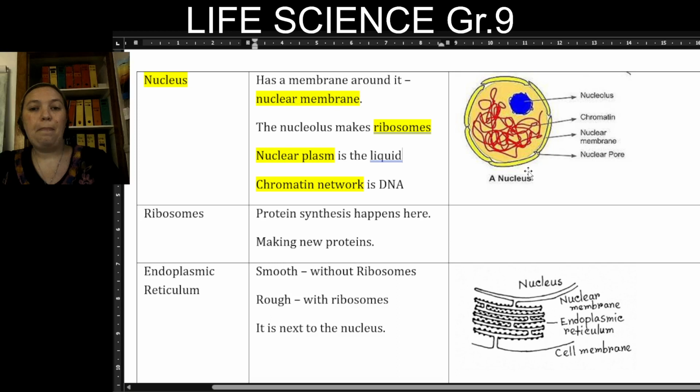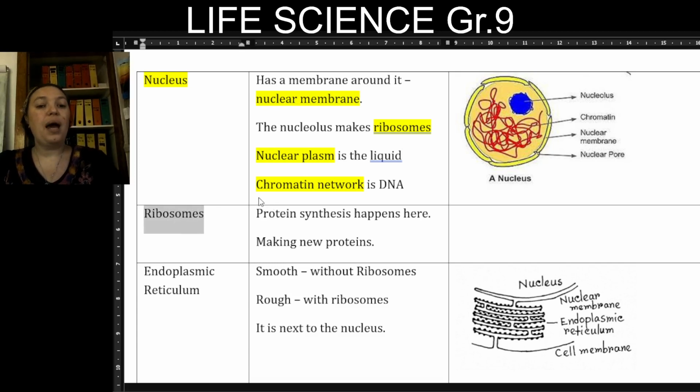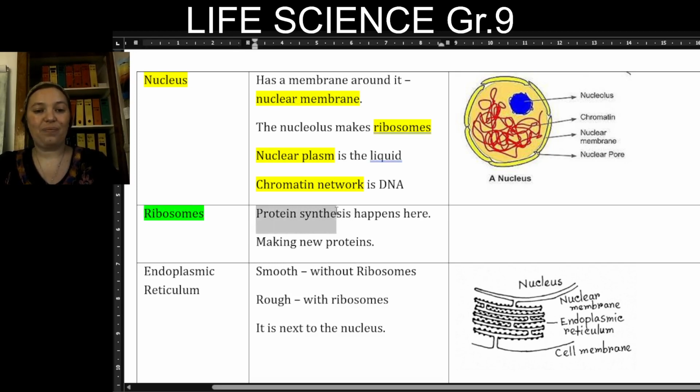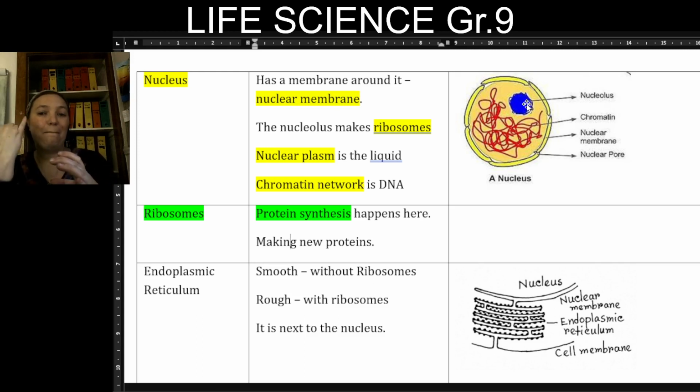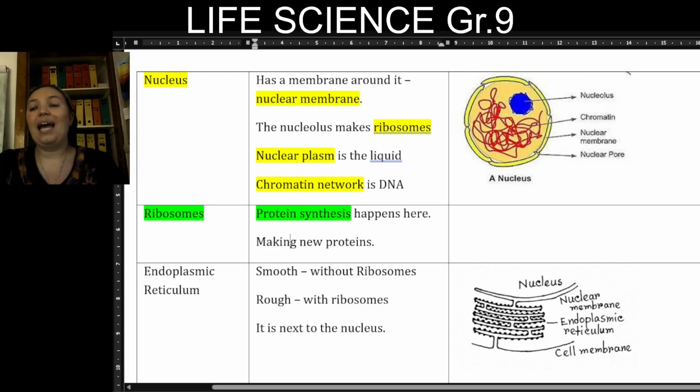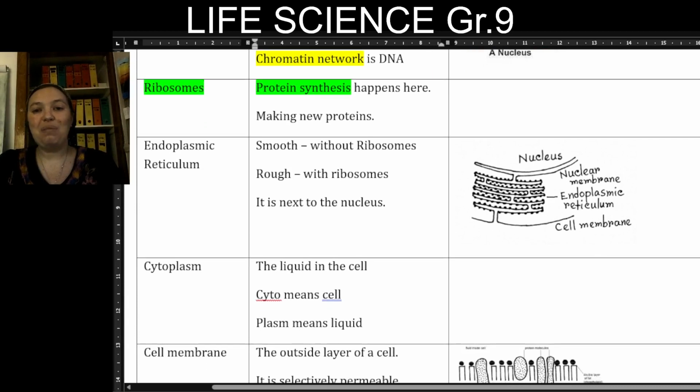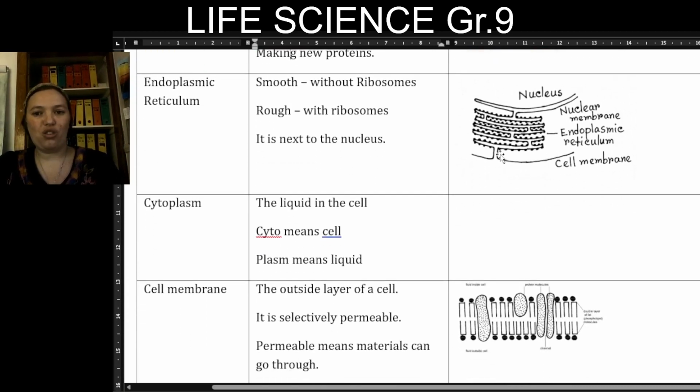So the nucleolus makes ribosomes, and then if you look here at the next one, ribosomes make protein. So that is protein synthesis. Synthesis is just a fancy word for make. So protein synthesis happens with the ribosomes, and that's why this nucleus makes ribosomes and has the DNA, which is the code for the proteins. And then you remember we said that the endoplasmic reticulum also has ribosomes on top of it.